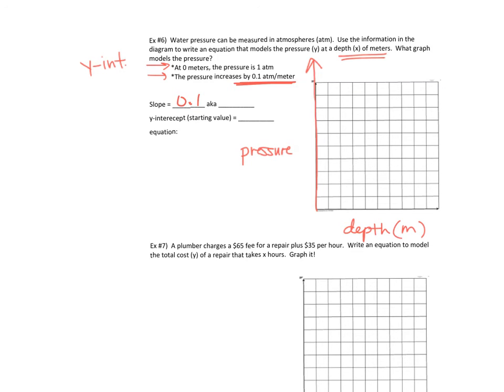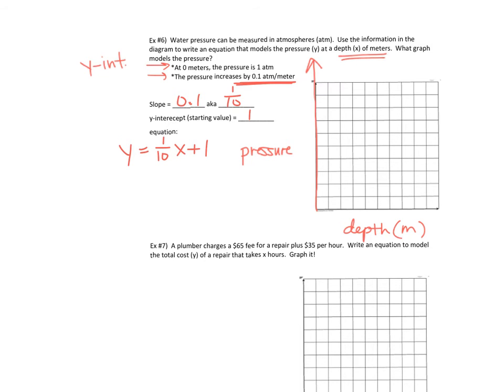Yes, 1/10, okay? That's how we want to look at this, 1/10, because that looks more like a slope, right? It's rise over run. Okay, so if our slope is 1/10, and our y-intercept is 1, then the equation for the line would be y equals what? 1/10 x plus 1.